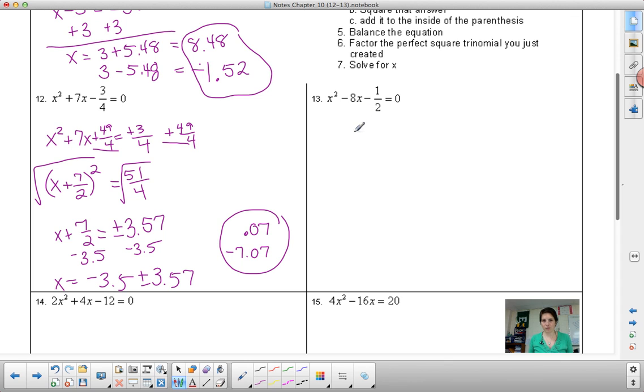Would you please give number 13 a try? And 14 and 15 we'll do in class together. Actually, we'll check our work on 13 in class and do 13, 14, and 15 together. I need to get this uploaded.